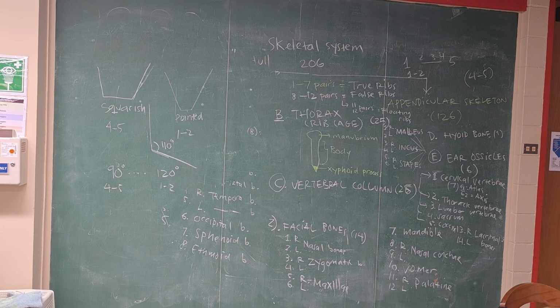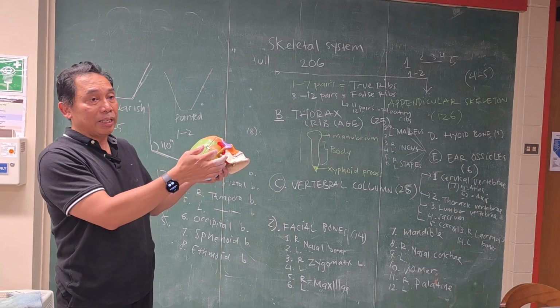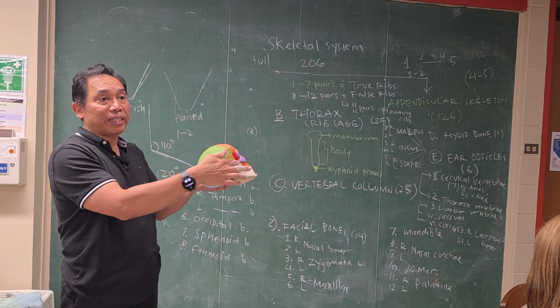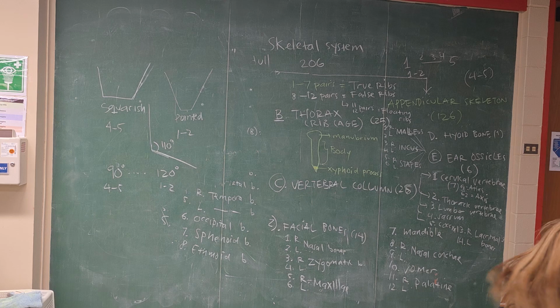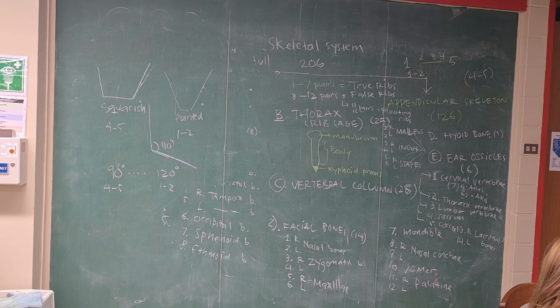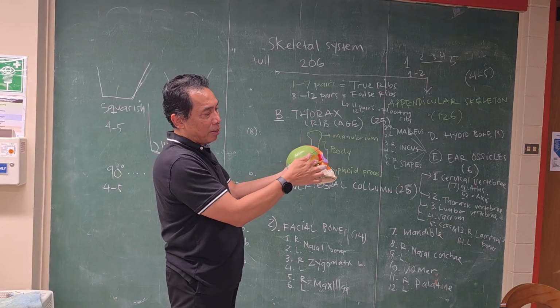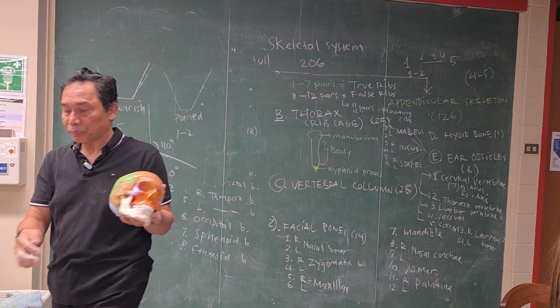The next one is called the posterior zygomatic crest process. This one over here. You see, between the temporal bone and the zygomatic bone, there is a bridge. That bridge is called the crest. If it is thick and bumpy, good, 4 or 5. If it is kind of small, thin, smooth, you can give 1 or 2. The bridge between the zygomatic bone and the temporal bone.